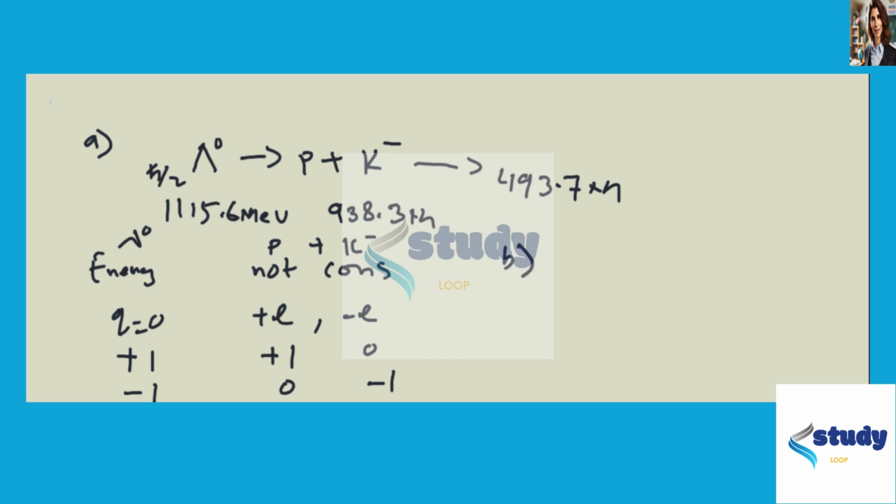For part B, the omega has a rest energy of 1680 MeV. Sigma has a rest energy of 1197.3 MeV, and the pion has a rest energy of 135 MeV. The rest energy before the decay is greater than the total rest energy after the decay, so energy can be conserved. Momentum can be conserved.